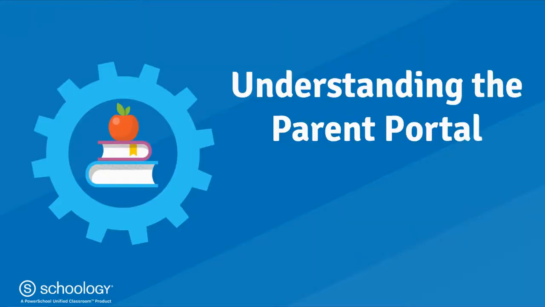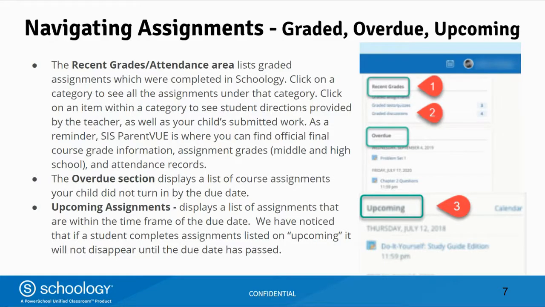Now we're going to go into the parent portal. So when you as a parent first log in to Schoology, on the right-hand side of your screen, you're going to see 3 areas. You're going to see recently graded, overdue, and upcoming.